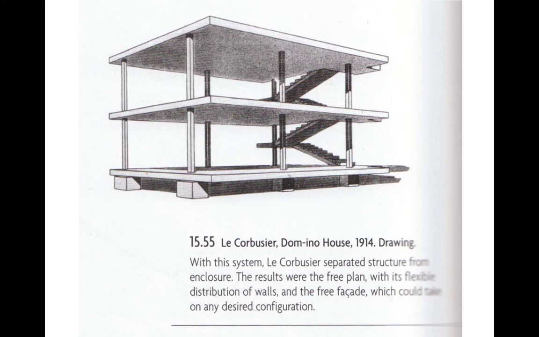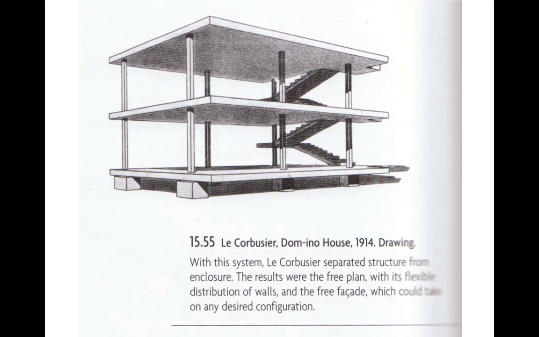The free plan, as it says, is indicated by the fact that there's no placement of walls. There are no walls, no exterior or interior walls, which shows that they can go anywhere independent of the column structural grid. And then the free facade, which we know there's no facade here, so it could be anything. It could be glass. It could be any material or ornamentation or detail. So the concepts within the Maison Domino are referenced in the future.